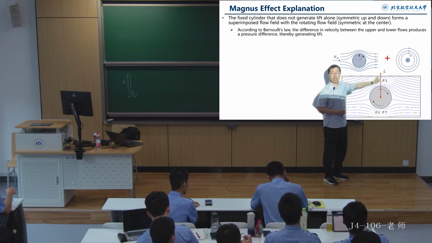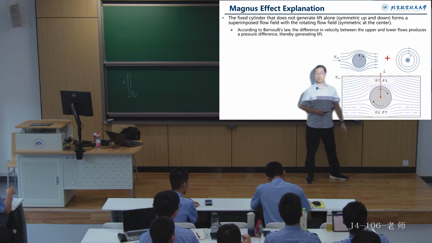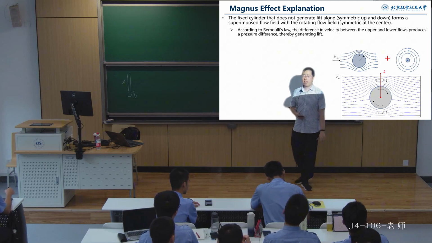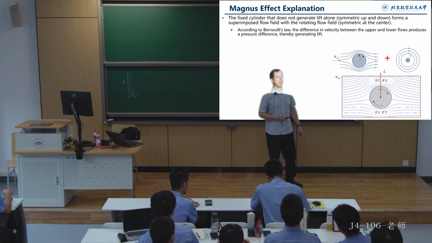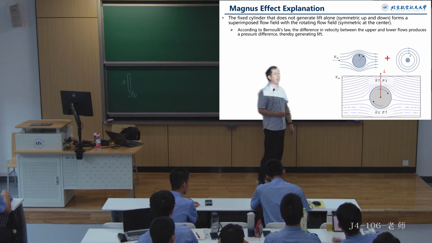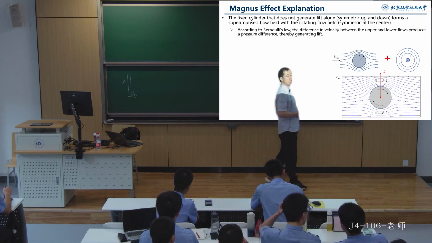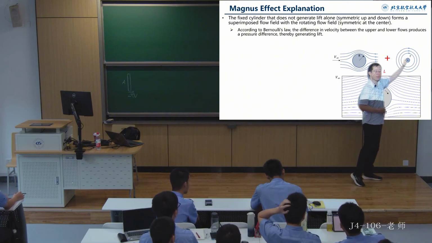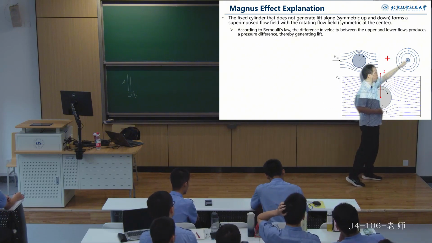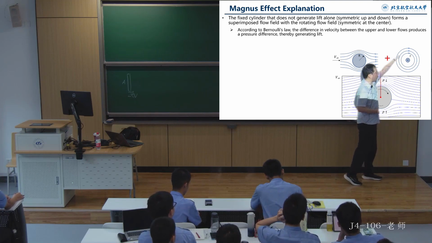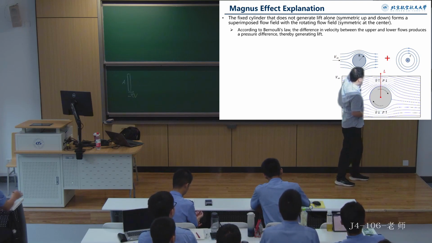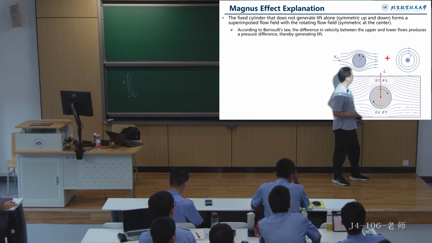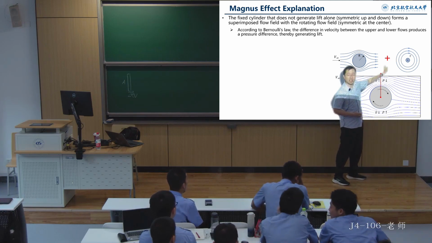This method of explaining the issue is actually the circulation theory of lift. Is this explanation method acceptable? What does circulation refer to? It refers to this concept, right? If there is circulation flow that is superimposed on an incoming flow, then this will result in the generation of lift.